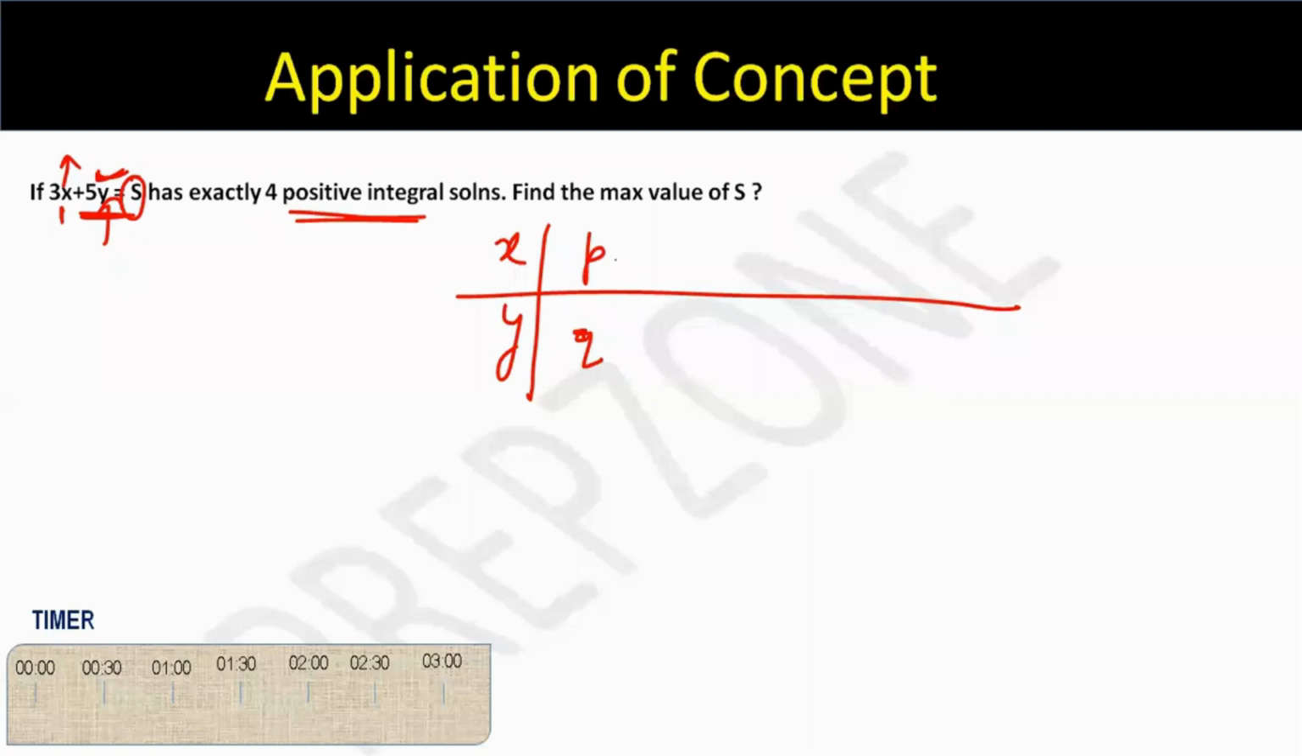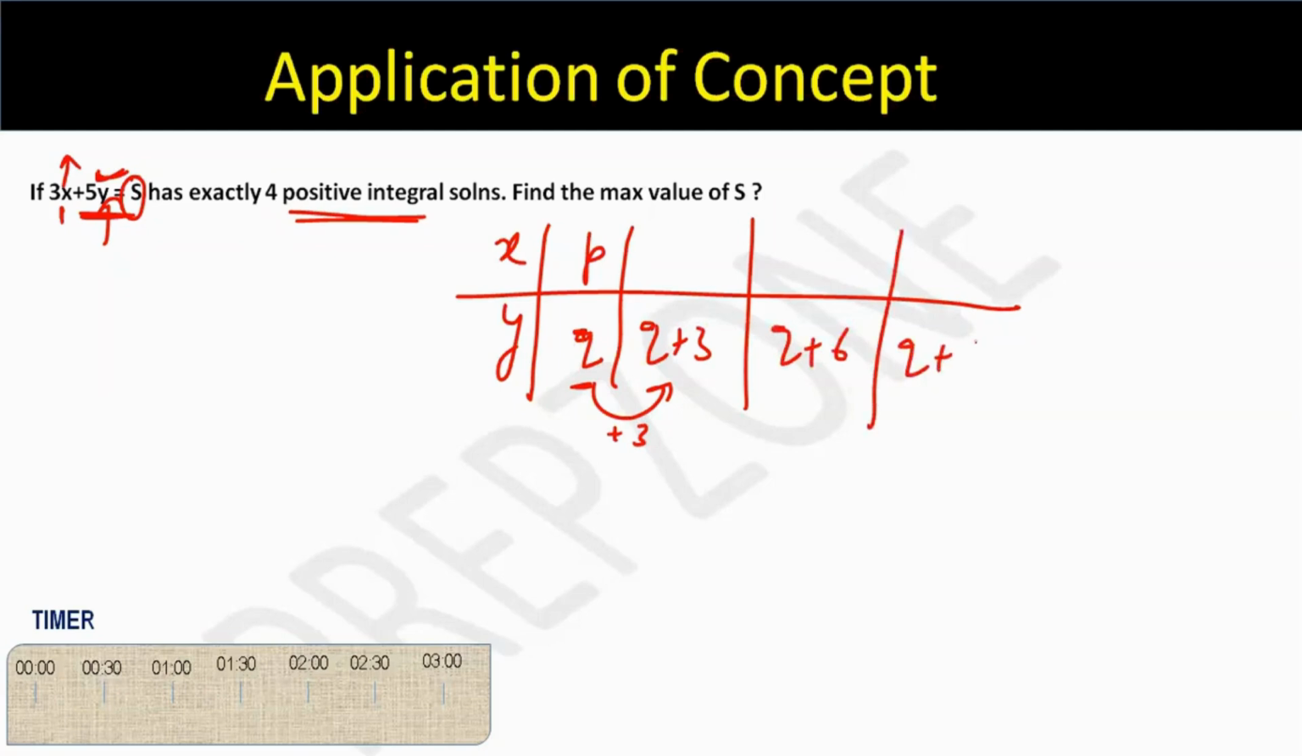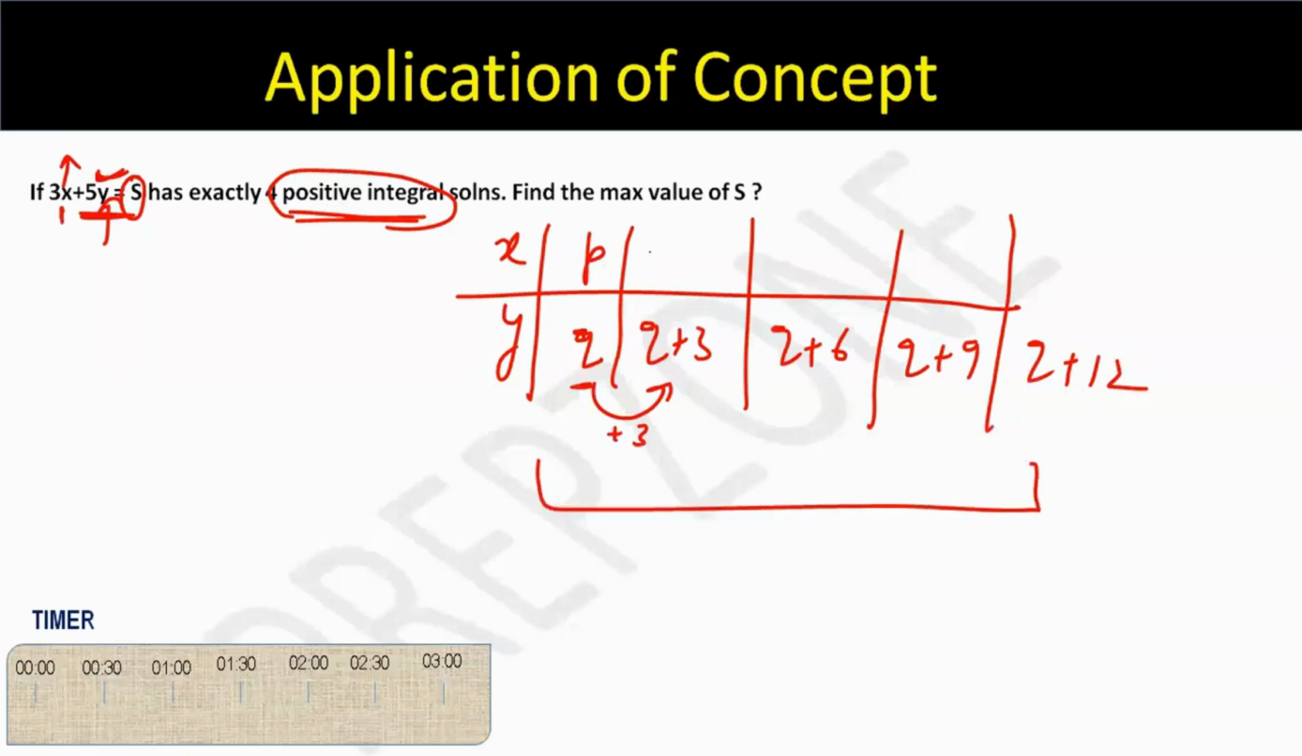Now I know if the first solution is say p and q, the second solution has to be what? कितना होगा? This is the minimum value, right? So now this has to increase in a factor of 3. So this has to be q plus 3, then q plus 6, then q plus 9, and then q plus 12. But I don't have to go till there. Why? Because it is given to me ki only 4 positive integral solutions, which means these are the only 4 positive integral solutions. Similarly, p has to be what? P minus 5, p minus 10, p minus 15, and then this is p minus 20.